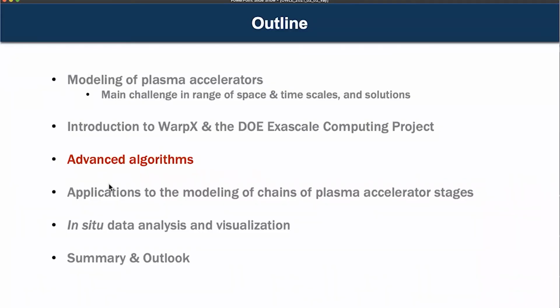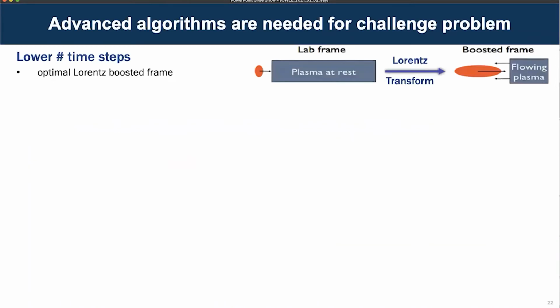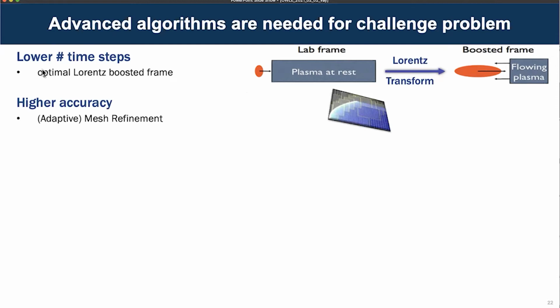So many advanced algorithms are needed to reach our goal. I've already mentioned the Lorentz boosted transform in order to lower the number of time steps. Beyond this, in order to reach higher accuracy, we are developing mesh refinement, ultimately adaptive. So this is where the MRX library, of course, is very useful to us. Still for higher accuracy, I will talk a bit more about spectral, that is FFT-based Maxwell solvers.